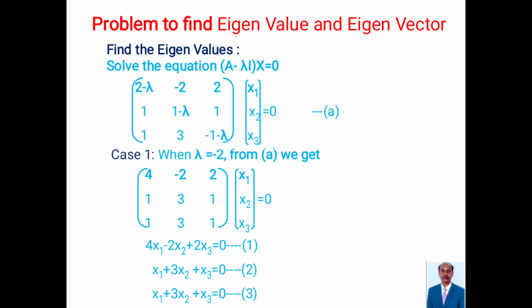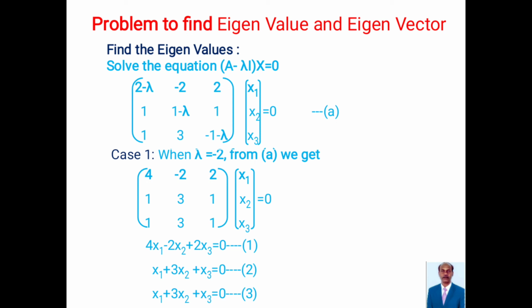So we can get 4, minus 2, 2. If we put lambda is equal to minus 2, then minus minus plus. So we can get 4, minus 2, 2; then 1, minus minus into minus 2 plus 2, so 1 plus 2 is 3, 1; then third row 1, 3, minus 1, then minus of minus 2 we can get plus 2. Okay, minus 1 plus 2 we can get 1, then into x1, x2, x3 equal to 0.